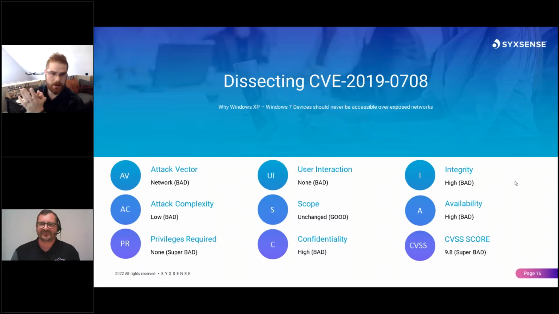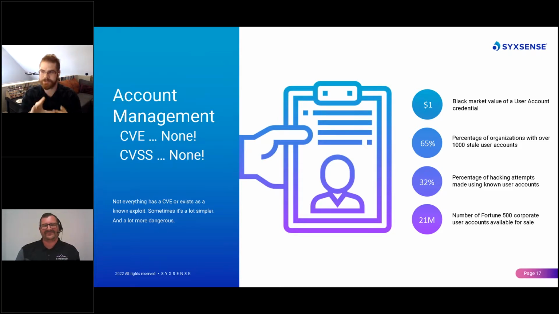Okay, let's talk about our last item. And I picked this out on purpose because I want to make sure that we understand what a vulnerability is, because there's a lot more to it than just CVEs and CVSS scores. Account management. So we've talked about permissions before in our master classes, and we'll continue to talk about them in the future. Not everything that can be used in an attack has to have a distinct CVE associated with it.